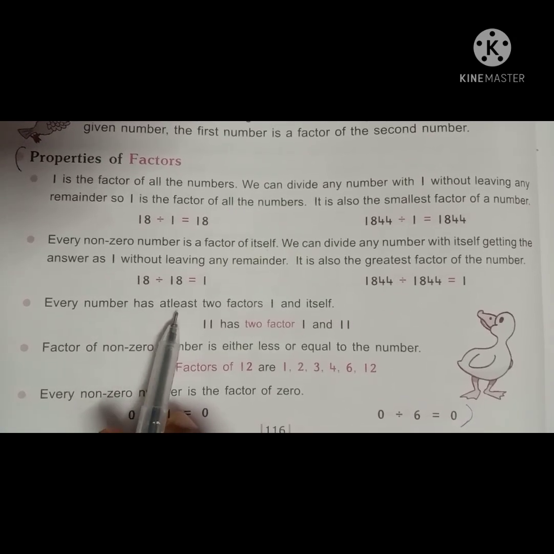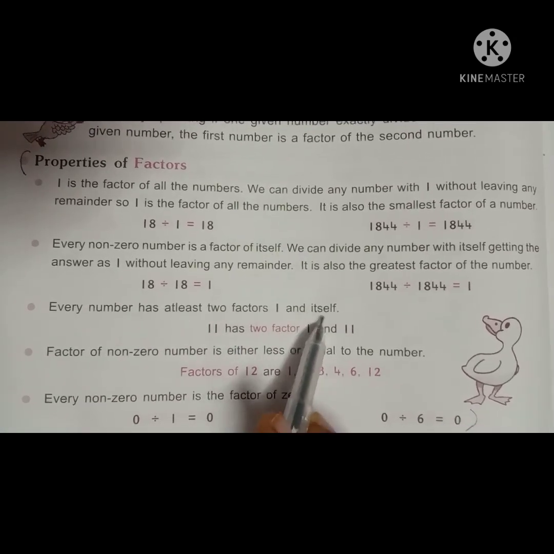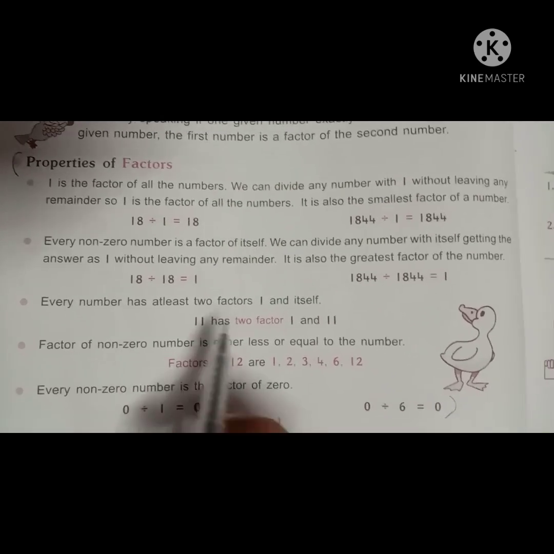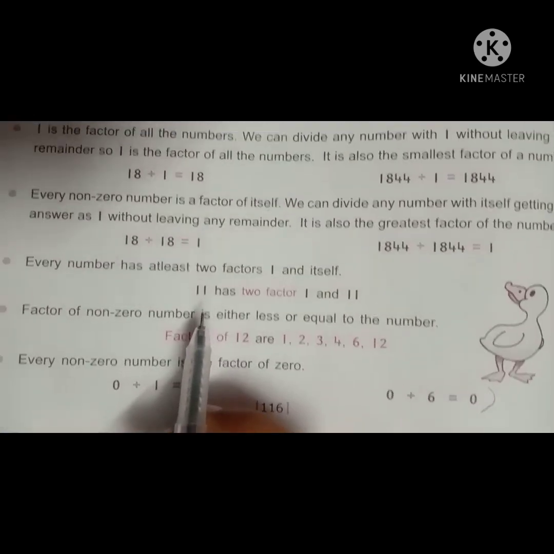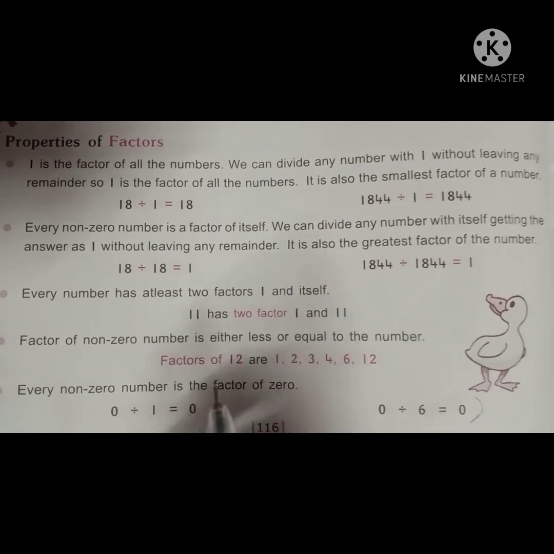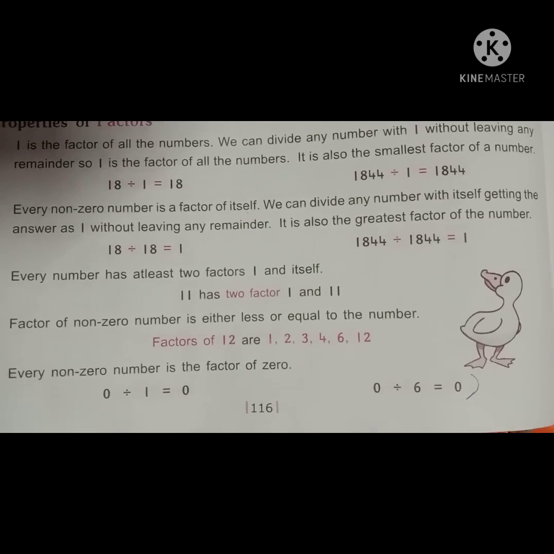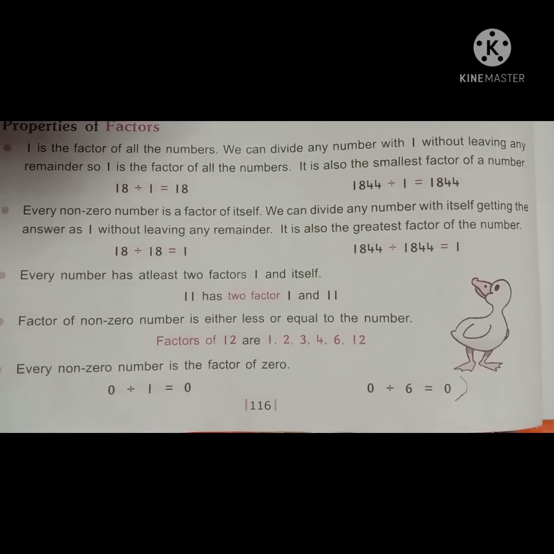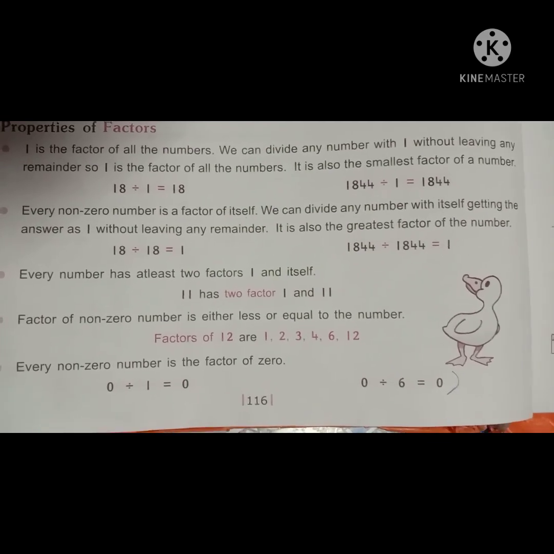Okay, next, the third one. Every number has at least 2 factors, 1 and itself. So here what is the statement? Every number has at least 2 factors. So what are the 2 factors? 1 and itself. For example, we are taking here the number 11. 11 has 2 factors. How many factors does 11 have? 2 factors.